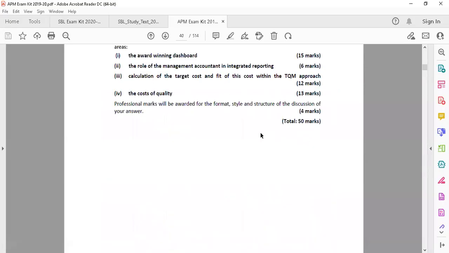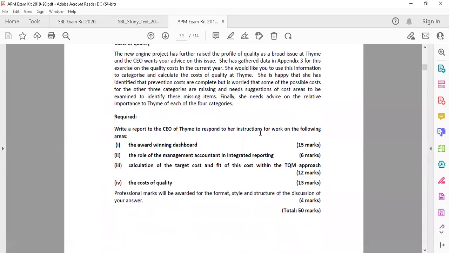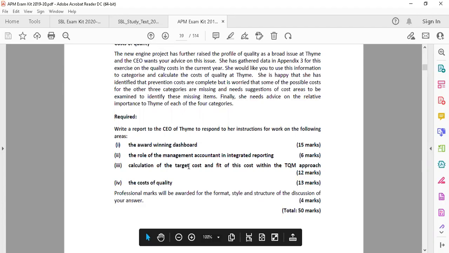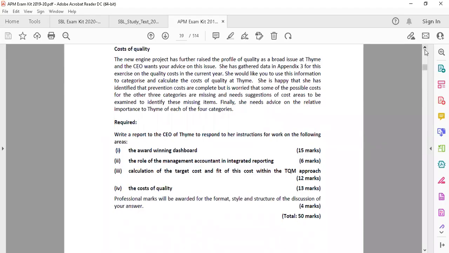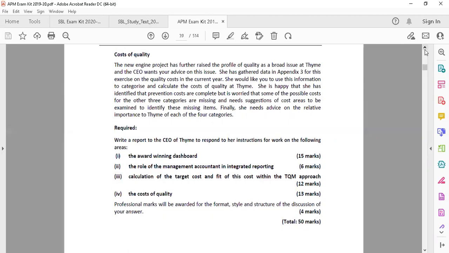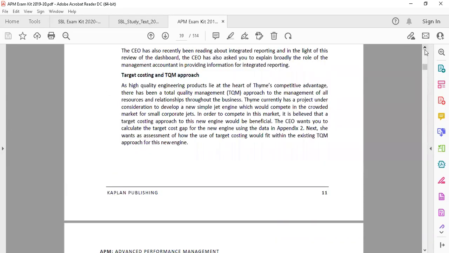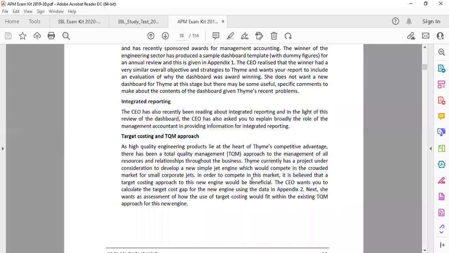Okay. So how many requirements are there? 4 requirements here. It's a 50 marks question. We need to comment as much as we can in this class. We'll carry it forward to the next class, because the areas we have to concentrate on now are target costing, TQM, and cost of quality. I am assuming it should be done, but if we do not finish it by the end of this session, some part of it we can carry forward to the next class. Okay. Integrated report, we need to talk about it, target costing and TQM approach.